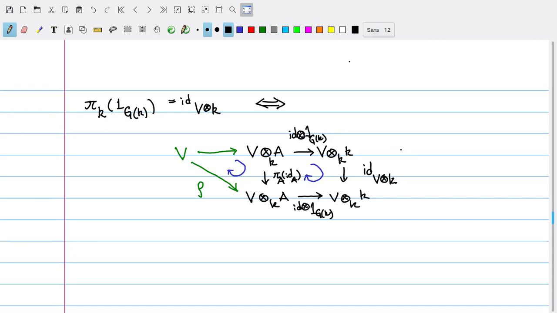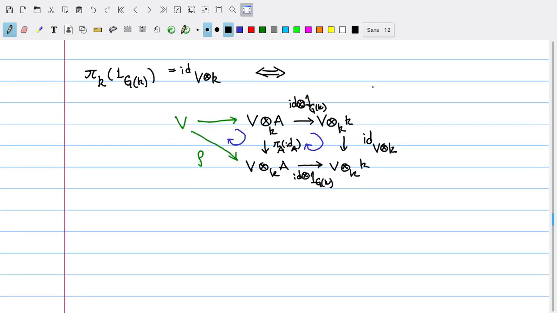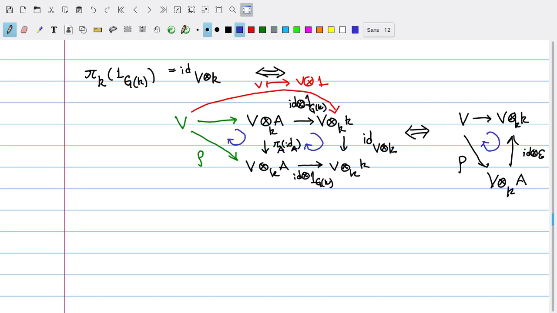Here, this is the diagram that we were thinking about before for our bijective correspondence, but I've replaced g specifically with the identity element in G of k, and I've replaced pi sub R of g with the identity map on V tensor k. The top line here is simply the map that sends V to V tensor 1. So the commutativity of this diagram is exactly the same thing as the commutativity of this triangle. We'll remember that this was the second commutative diagram in the definition of a comodule.